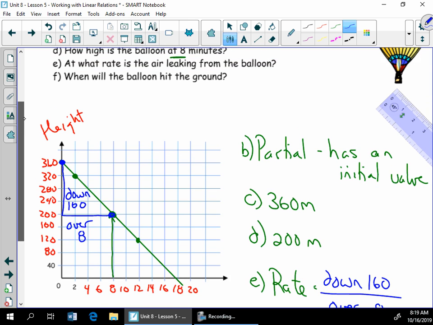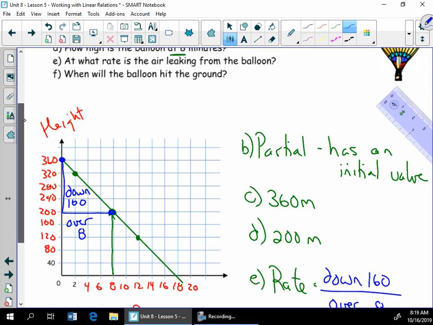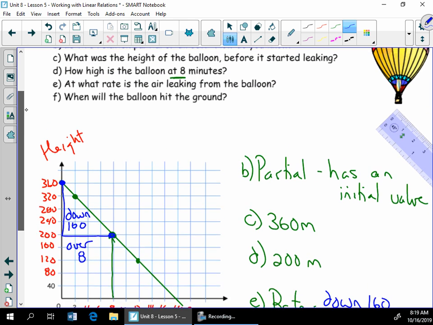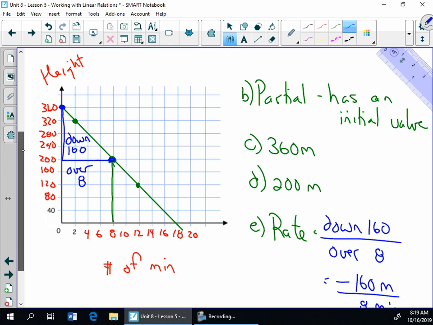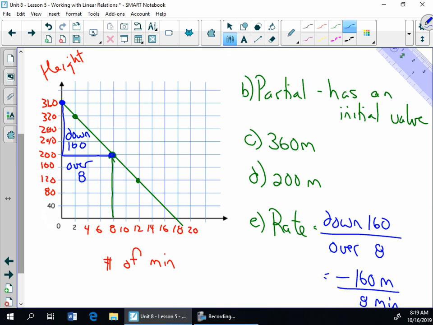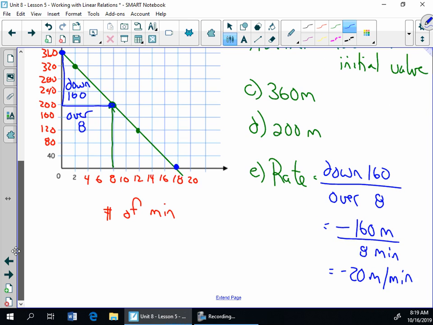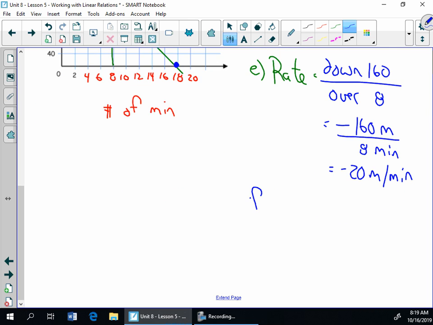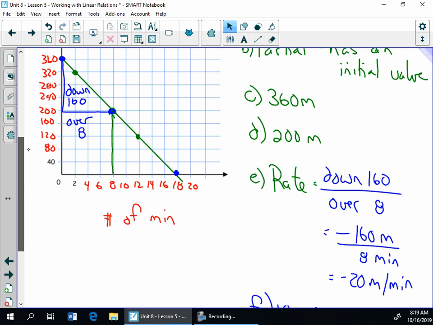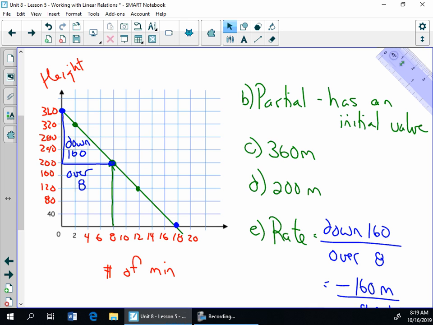Okay, our typical question. Oh, no equation. Just want to know when the balloon hit the ground. Which again is something I can find on my diagram. It looks like it hits the ground right about there. So for part F, 18 minutes. Okay, it didn't ask us for the equation this time. We probably could make the equation. We have the rate, we have the initial value, we know what the letters stand for. Just didn't have to do it this time. Okay, that's a good graphing question there.